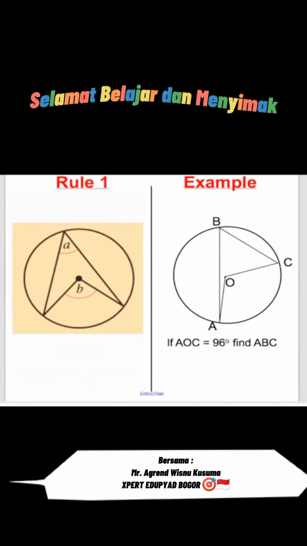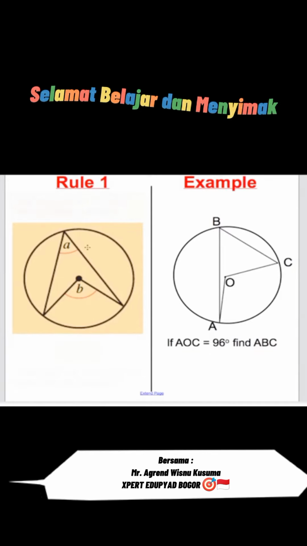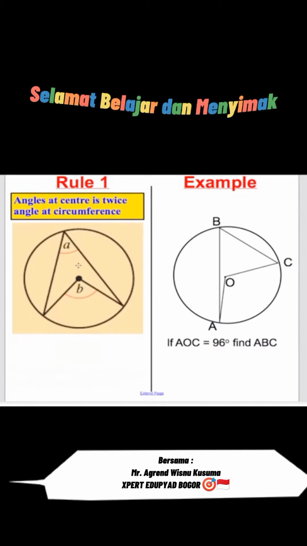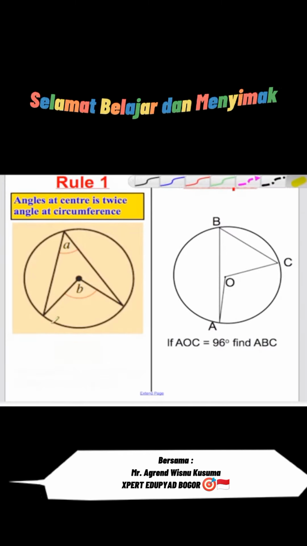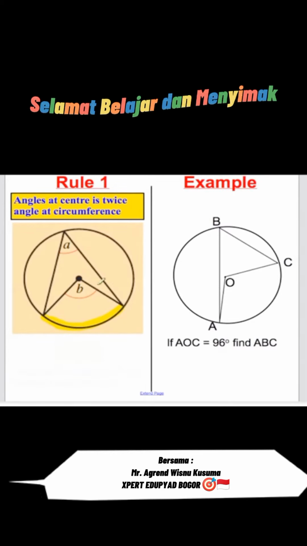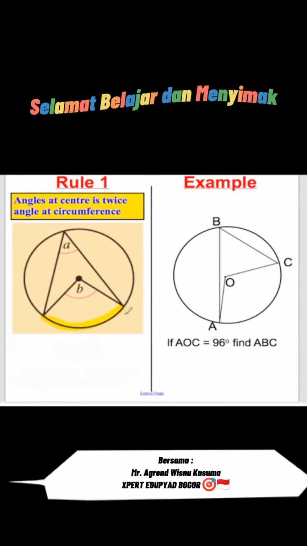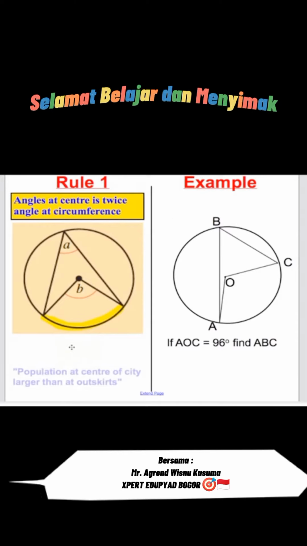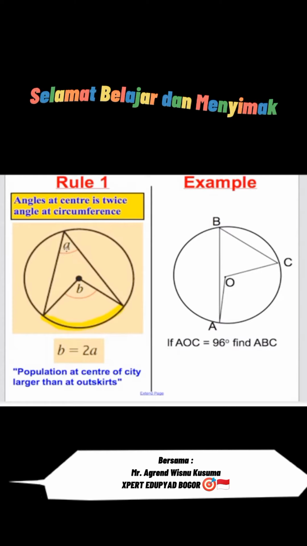Here's rule 1. Here's a picture that describes rule 1, and rule 1 says that the angle at the center of a circle is twice that at the circumference. That is, again, if they're coming from the same arc. So the angle coming from an arc at the center is twice the angle coming from the same arc at the circumference. In this case here, B is 2 lots of A.